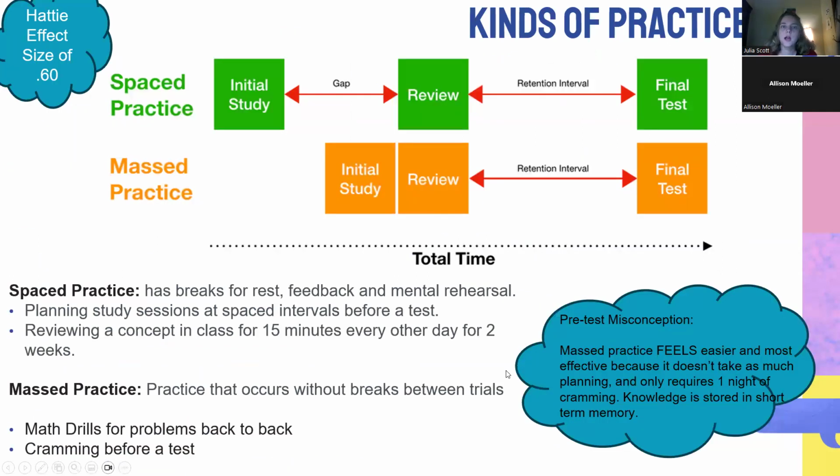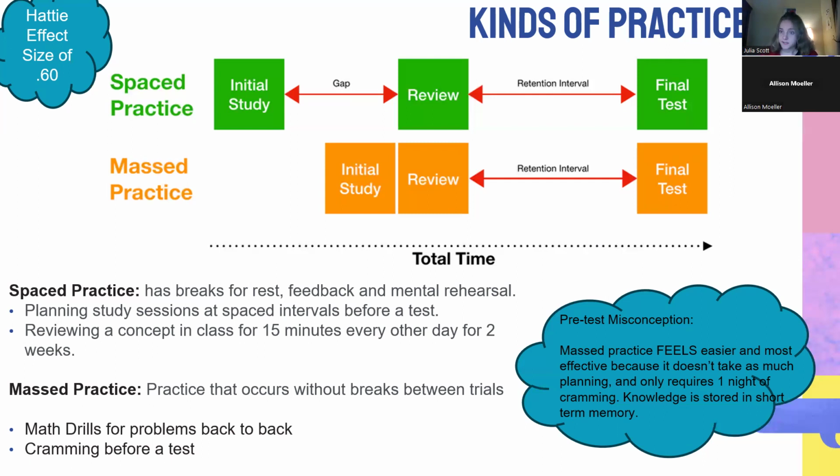All right, so the two kinds of practice I wanted to talk about are spaced versus mass practice. These kinds of practices both require the exact same amount of time from the learner. Mass practice differs from spaced practice in that the initial study time is normally really close to the review, and you are cramming, so all of your time practicing the skill is back to back to back.